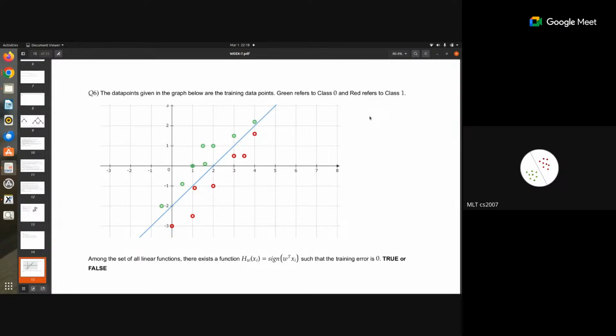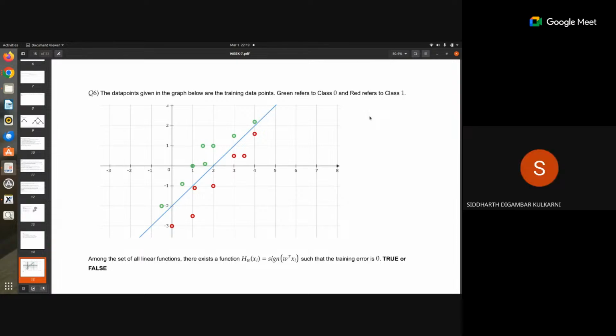Where is this W transpose Xi line? W transpose Xi line is the blue line, right? Yes, W transpose Xi will be 0 on the blue line. It will be positive for the green side, and it will be negative for the red dots, because the perpendicular line will be on that side, right?